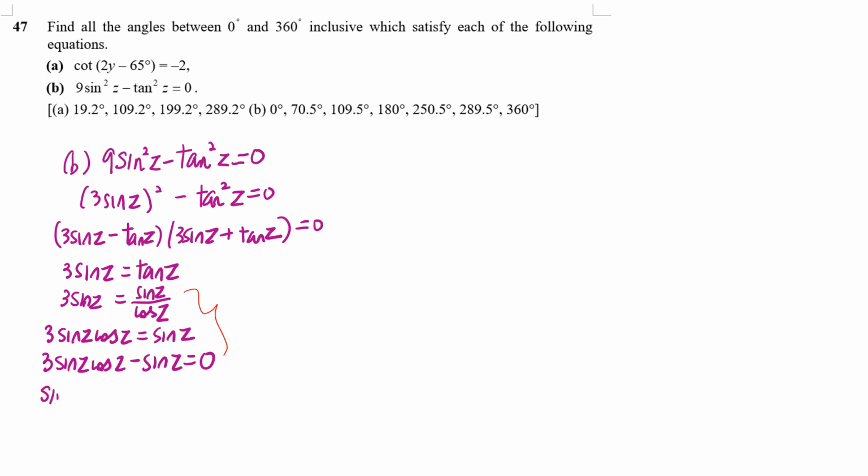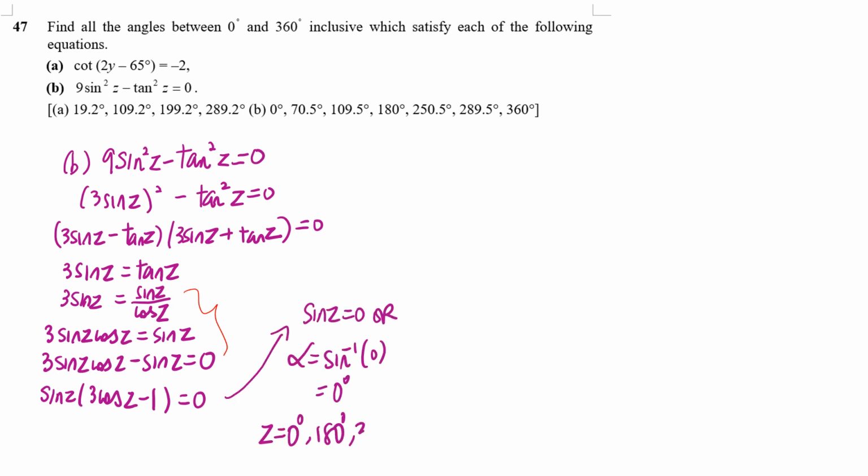So here a common factor will be sine z. Then you apply your zero product rule, sine z equals to 0. So find alpha, our dear friend alpha, sine inverse 0. So it can be 0 degrees, 180 or 360. Why do you include 0 and 360? Because look at the question. The question says 0 degree, 360 inclusive. We must include 0 and 360. That's the reason.